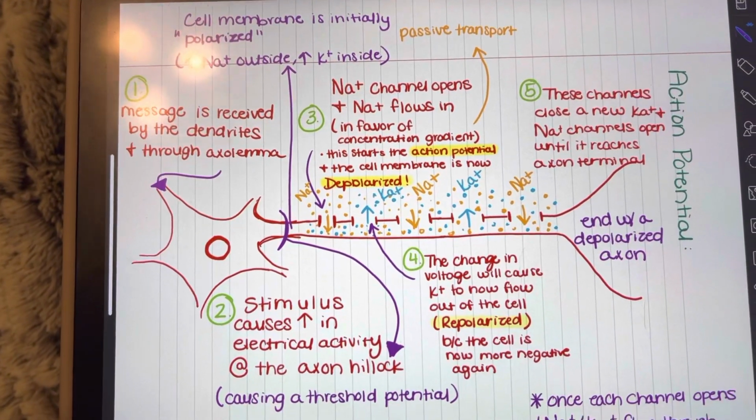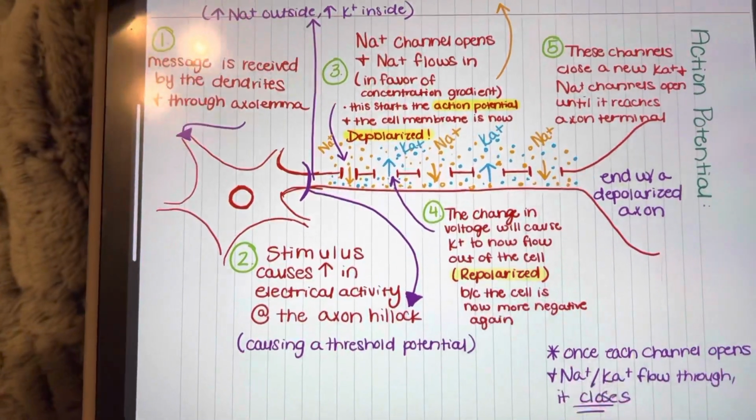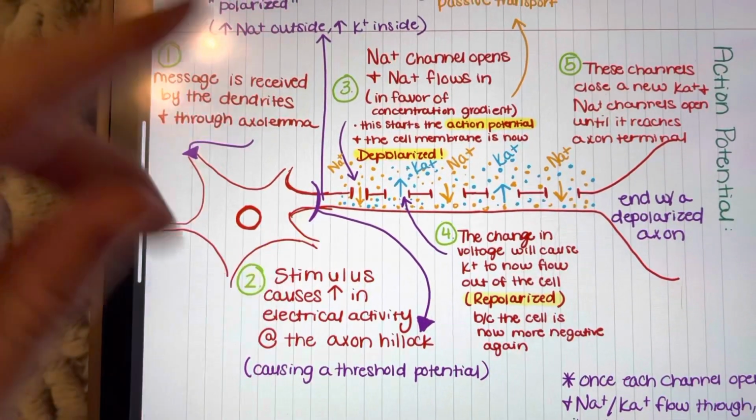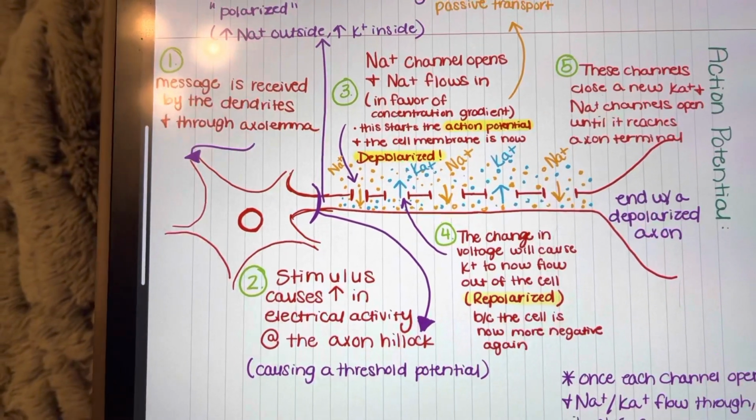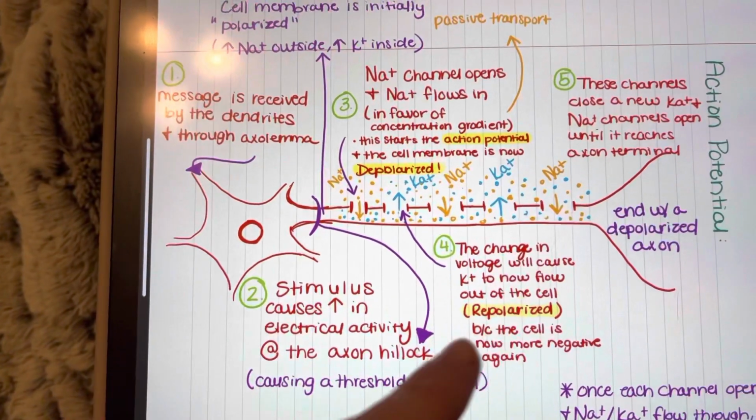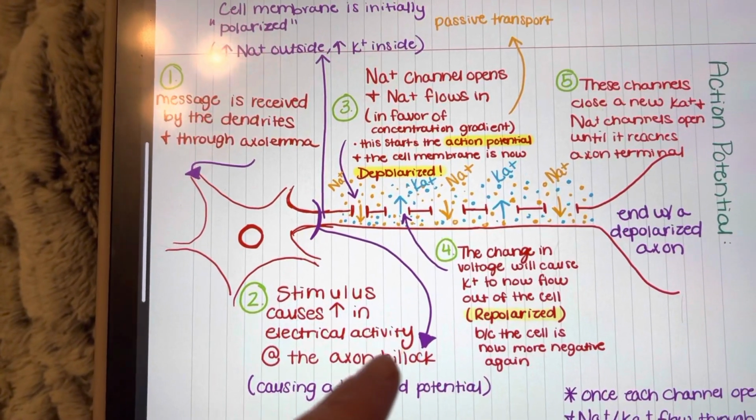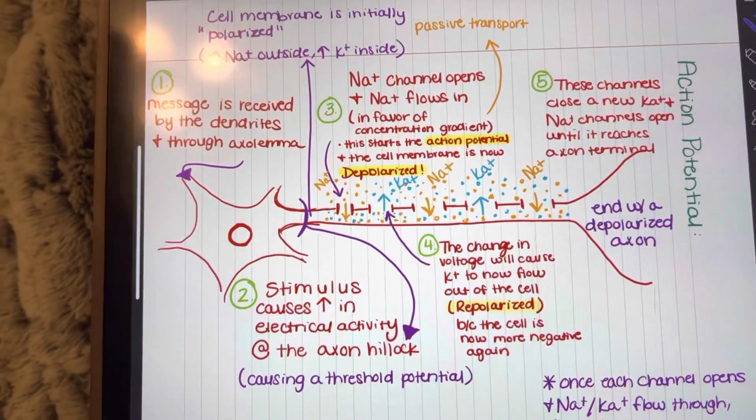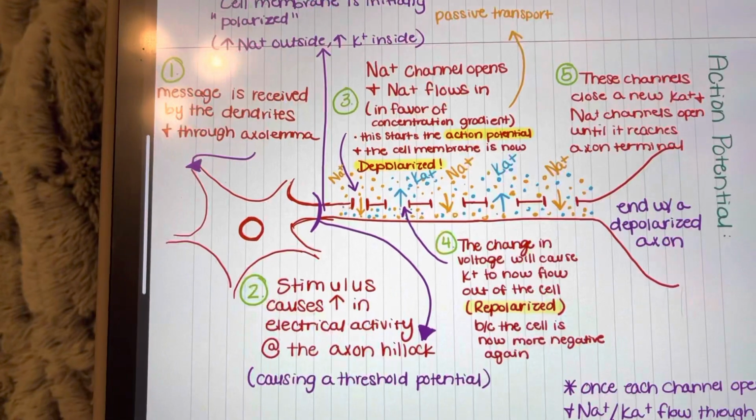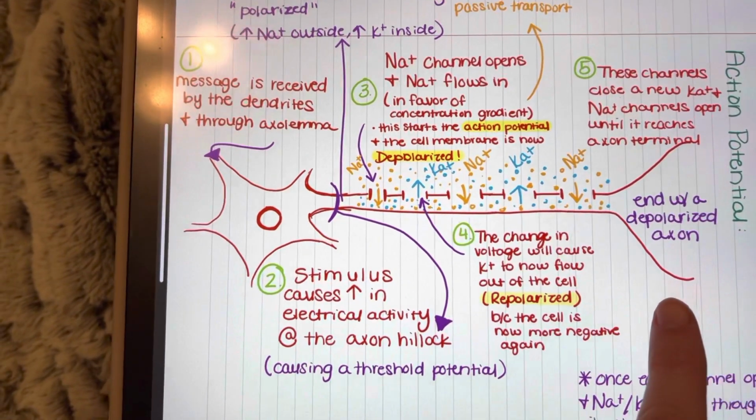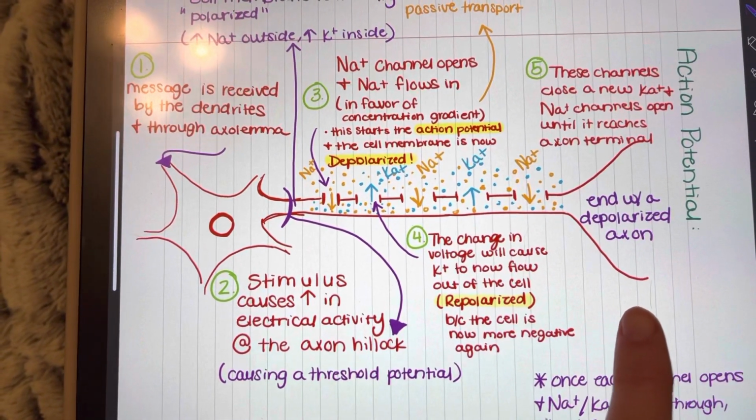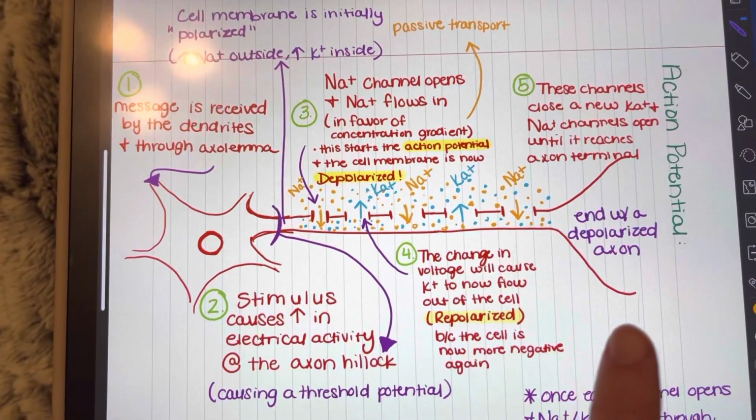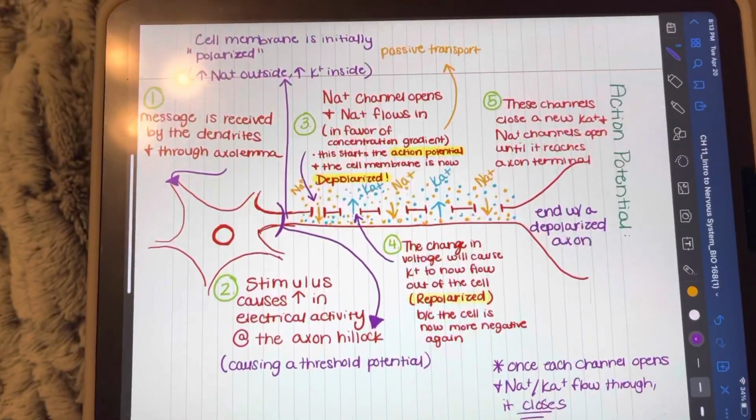And one thing I want to also note is that as the sodium channels open and that sodium flows in, then that channel closes. And the same with potassium. Once that potassium channel opens and potassium flows out, that channel closes. And then it just keeps moving on down the axon until it reaches the axon terminal. And once it does, you will end with a depolarized axon. And that's it.